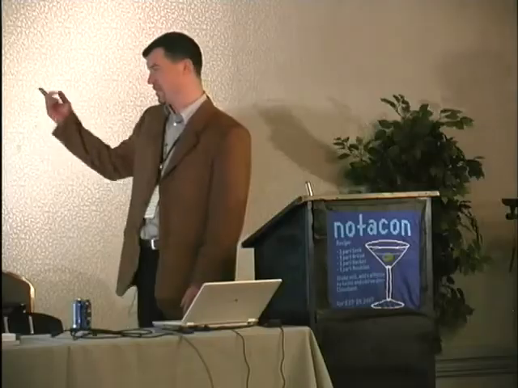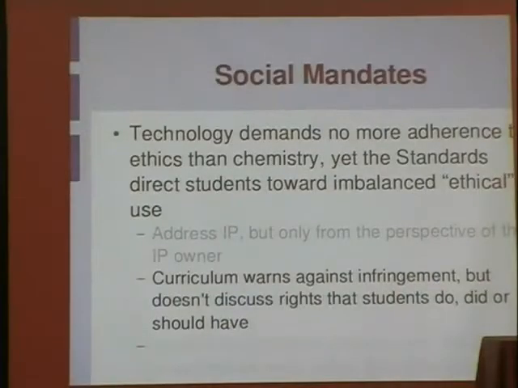The curriculum, as it's stated in the technology standards, warns against infringement, but it doesn't discuss the rights of the students, the ones that they should have or did have and have been taken away from us. The Mickey Mouse bill, sponsored by Sonny Bono, is the Copyright Term Extension Act, lobbied by Walt Disney. This was to protect their asset, basically, Mickey Mouse, from expiring and going into the public domain. So now we have basically indefinite limits on copyrights.